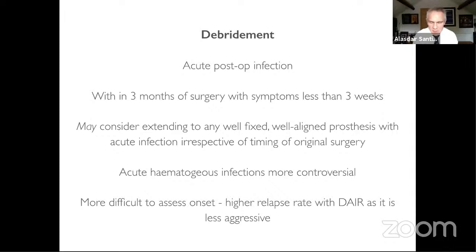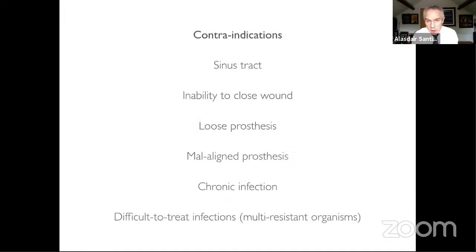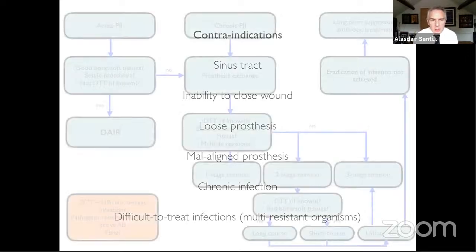If you think it's come from an acute hematogenous infection, that's more controversial. It's more difficult to know the length of time that's been around, and there's certainly a higher relapse rate. When do you not do it? Sinus tract is infected, that's not an option. If you can't close the wound, if the prosthesis is loose or it's malaligned, that's going to have to come out. That's not an option. If it's chronic, or you've got something that's difficult to treat, a multi-resistant organism.